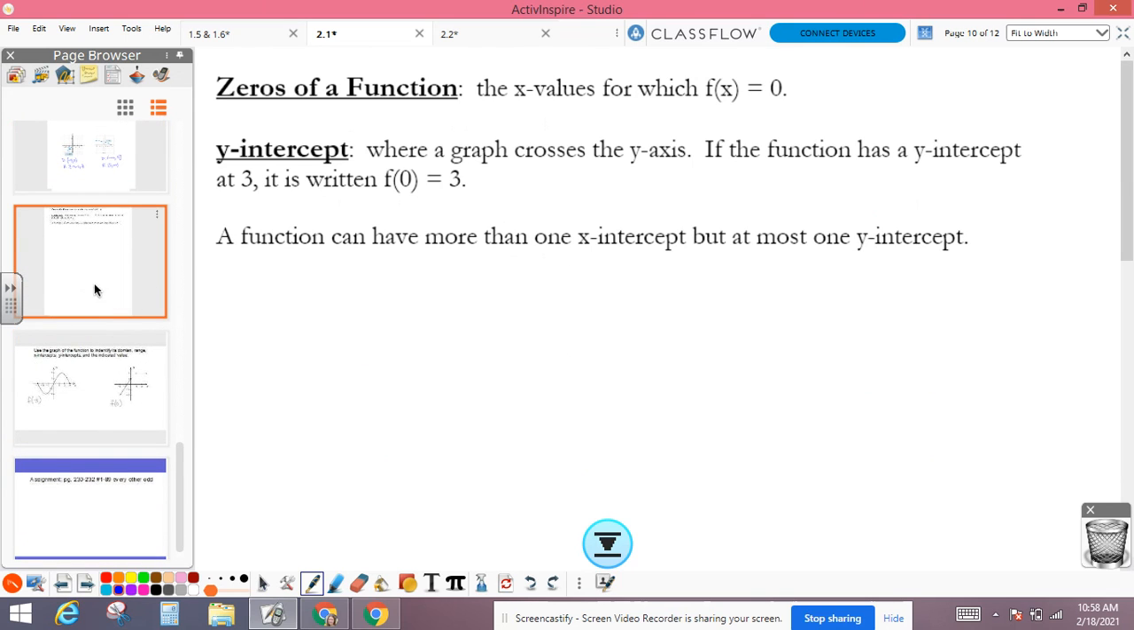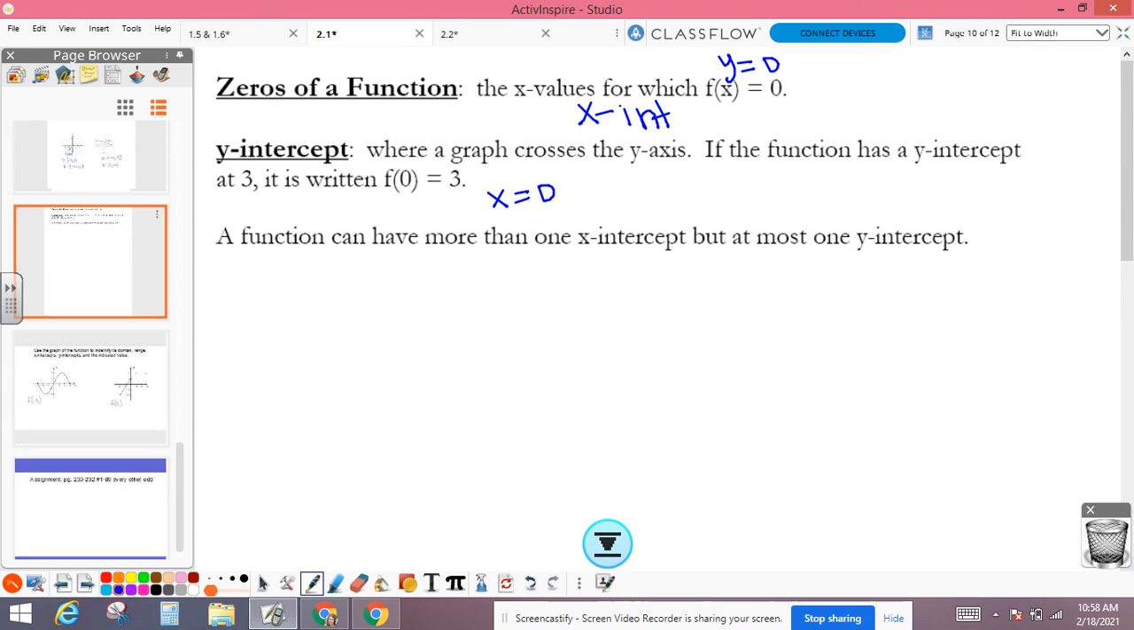Okay, so zeros of a function are the x values where the function is 0. So these are also known as x-intercepts. Y-intercepts is where a graph crosses the y-axis. It's what happens if x is 0. So for zeros of the function, that's when the function is equal to 0 or the y value is 0. So we're on the x-axis. So a y-intercept is where the x value is 0.